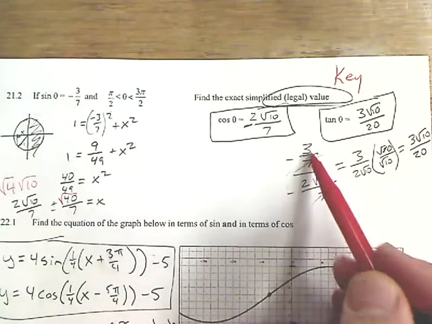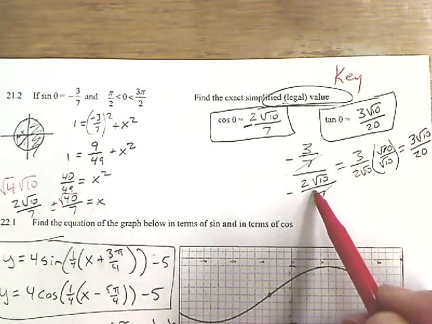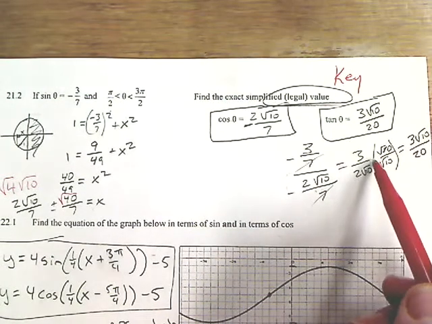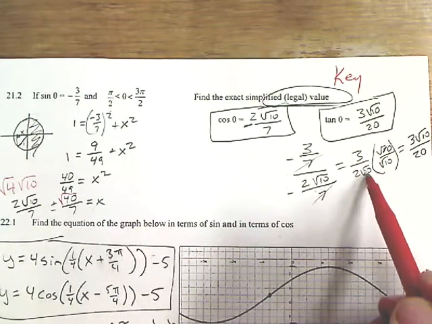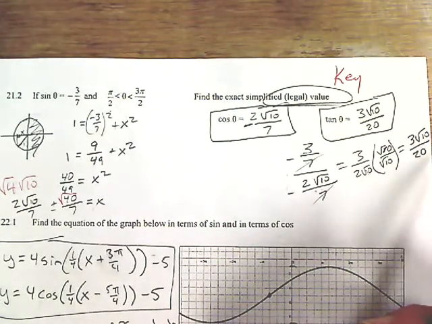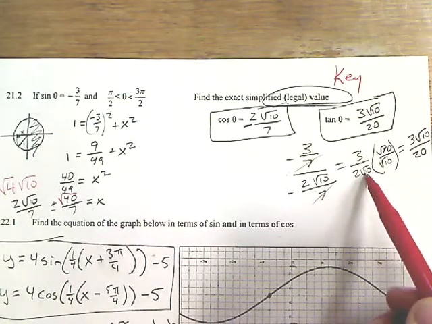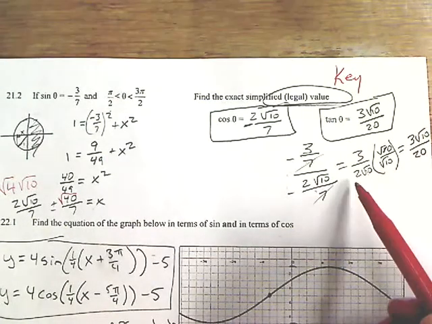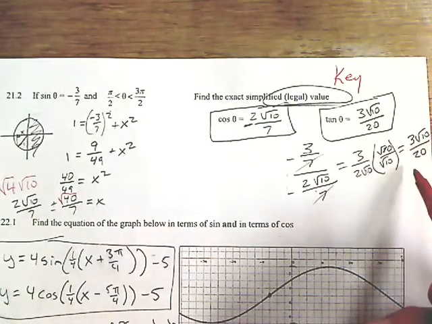Tangent is just the sine over the cosine, and then I just simplified it. I need to get rid of the square root of 10 in the denominator. So I multiply the square root of 10 over square root of 10. Square root of 10 times square root of 10 is just 10. 10 times 2 is 20. And it's 3 times square root of 10.